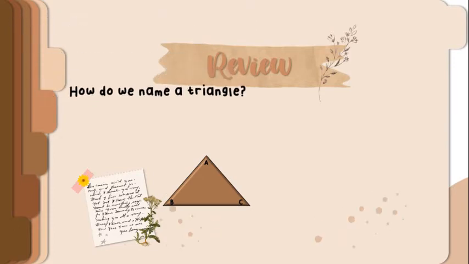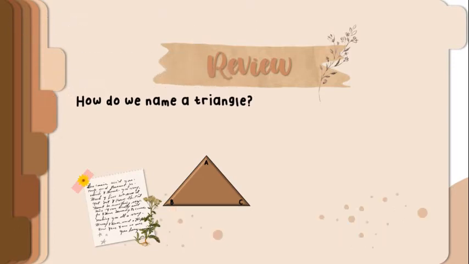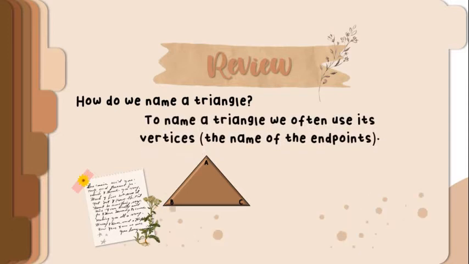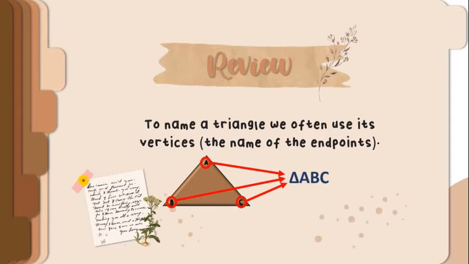The second question is, how do we name a triangle? To name a triangle, we often use its vertices or the name of the endpoints, or the indicated letters in each corner, and that is A, B, and C. In writing, we have this symbol, triangle ABC.